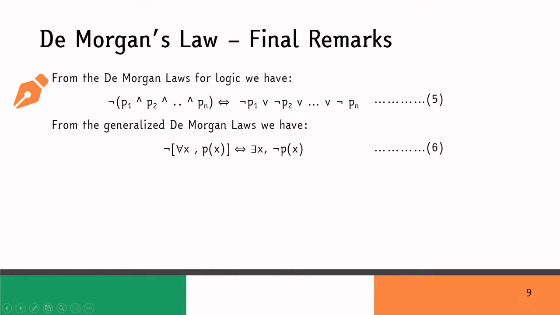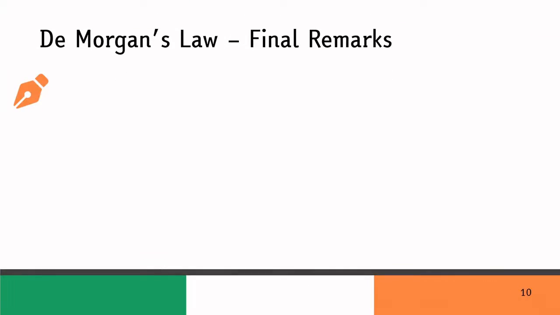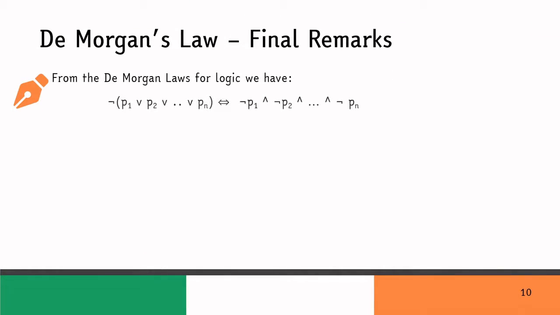We can say that statement 6 is the generalized De Morgan's law expressing the meaning of statement 5. Notice the resemblance in the structure of both the notations. We can see the same for the second expression. We can call this statement number 7.